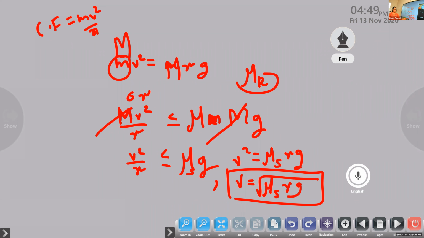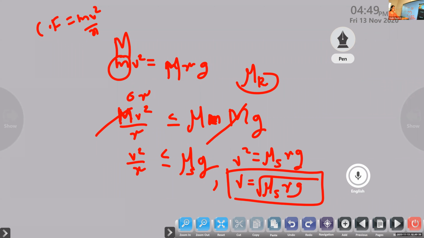So if you calculate this, you will be able to get how all the vehicles on an unbanked road at the curve, when they come, they have this speed, square root of mu S r g. That is the radius of curvature of the road, into gravitational acceleration, into coefficient of friction. Afterwards, you will be finding the value of mu S. You should know how to calculate mu S. That we will be learning after this.